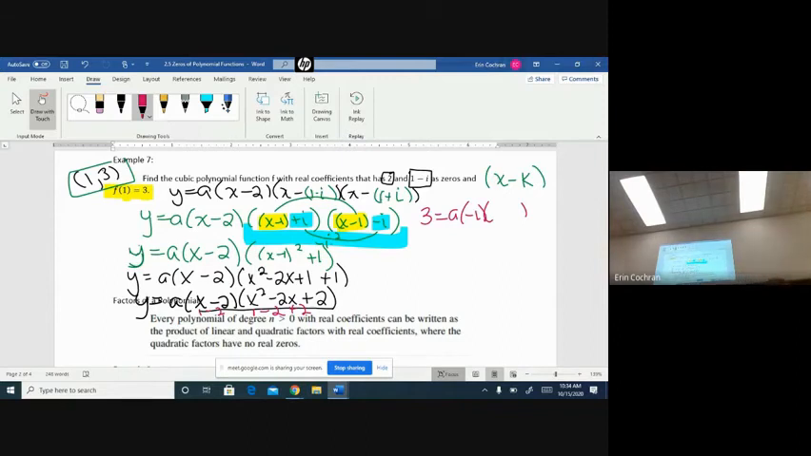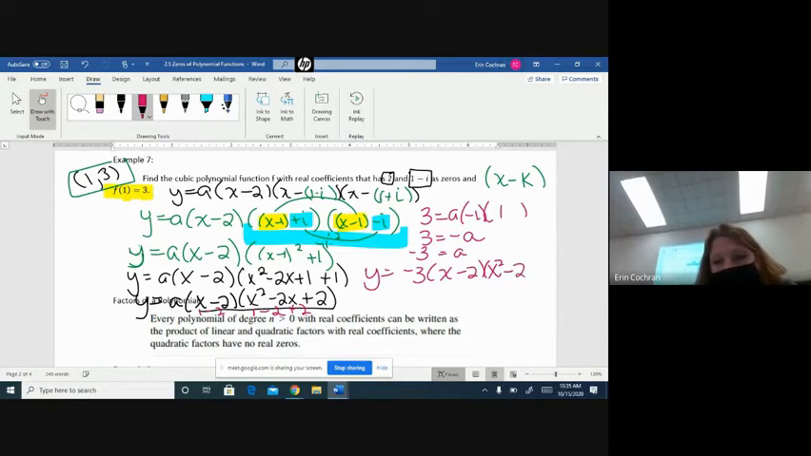Yeah, so isn't that minus? That's why I have minus 2. Yeah, sorry. So what's 1 minus 2 plus 2? 1. And then what's negative 1 times 1? Negative 1a. And then so a would equal negative 3, right? So now I have y equals negative 3 times x minus 2 times x squared minus 2x plus 2. So now we got to finish writing our equation, don't we?